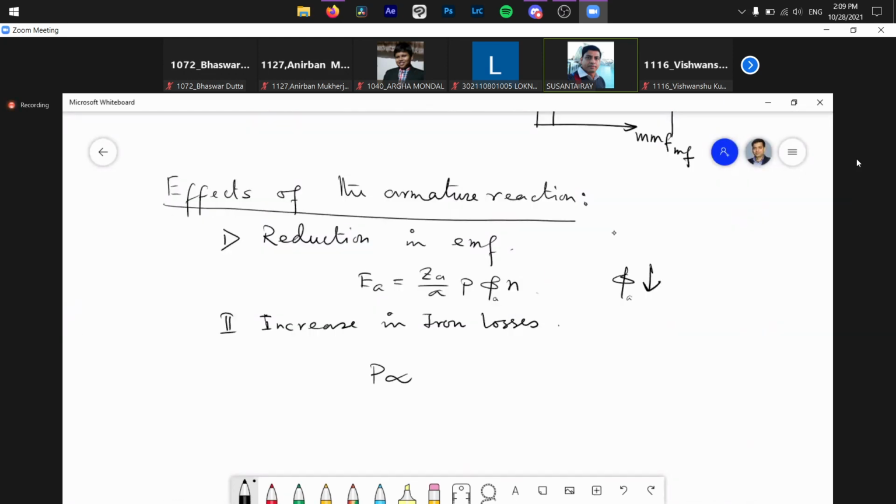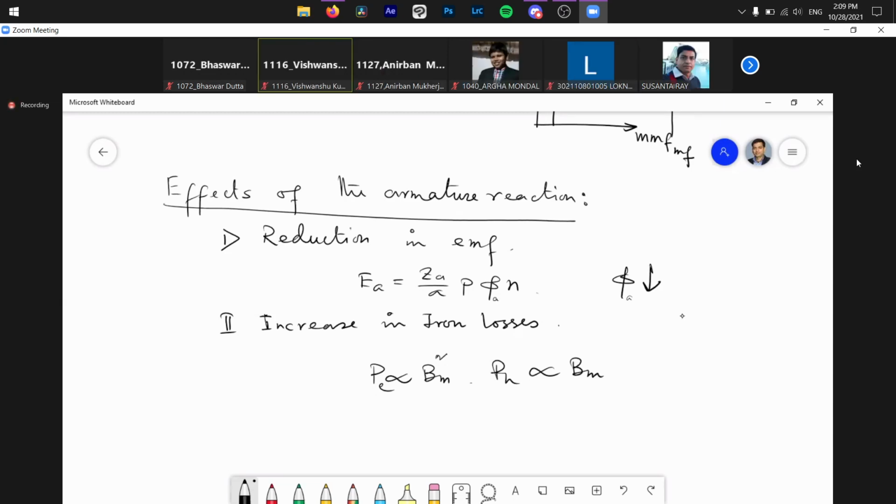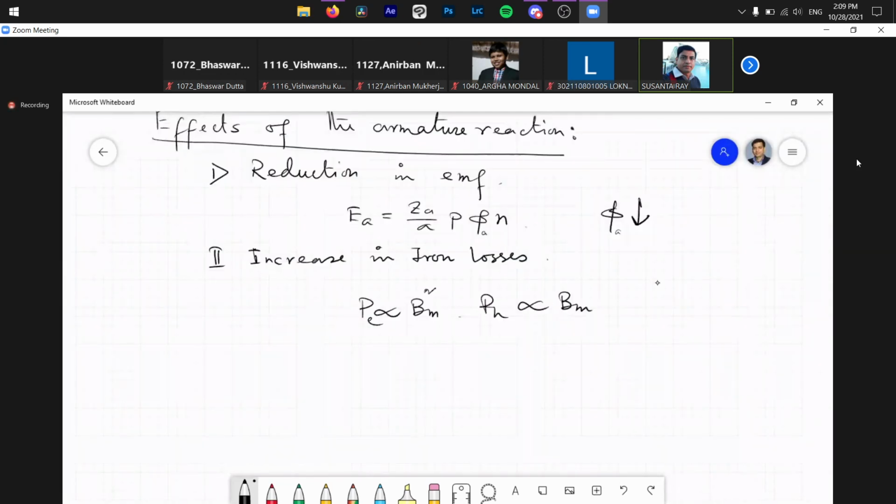Understood? So this is also proportional to some function of Bm, and hysteresis loss is also proportional to Bm. I think in PE it is Bm square. You can tally with your previous. It is Bm square, isn't it? Yes sir, for the eddy current loss it is square. So that means both the iron losses are some functions of Bm.